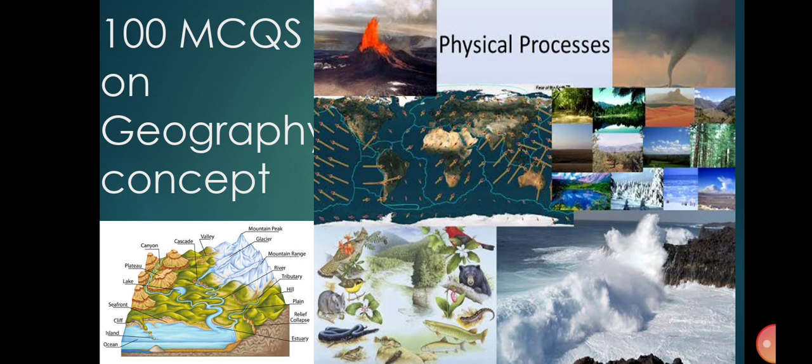Question number 83. Consider the following statements. The ultimate source of energy behind the forces that drive endogenic movement is the Earth's interior heat. Earth's internal heat is a result of mainly radioactive decay, that is 50% of the Earth's internal heat, and gravitation causes the pressure gradient.